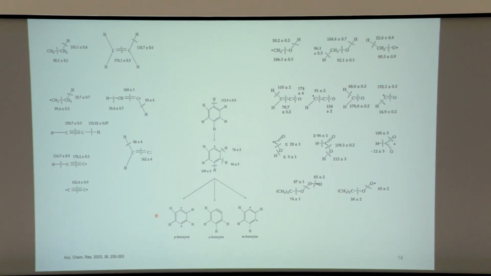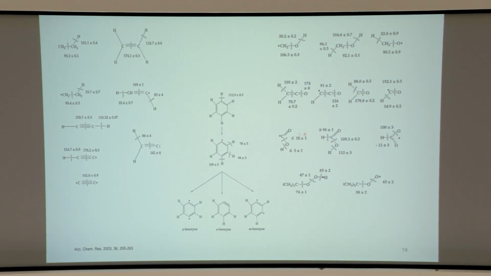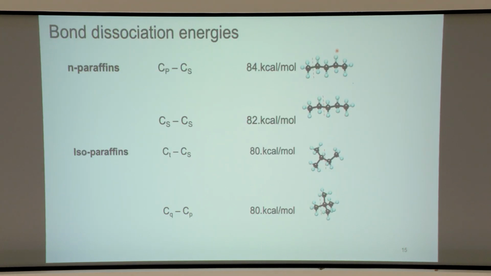Okay, this figure just has more bond dissociation energies if you're interested. So for aromatics, for aldehydes and ketones, for alcohols, all of these things have been tabulated. And I'll show you how we will use the bond dissociation energy to also estimate the kinetic parameters. Okay, and then here, paraffins: CC bonds between primary and secondaries, 84, between two secondaries, 82. In isoparaffins, the bonds become weaker because of the tertiary group that's there. So in 4-methylheptane, some of those CC bonds are going to be weaker because they're next to a tertiary group.